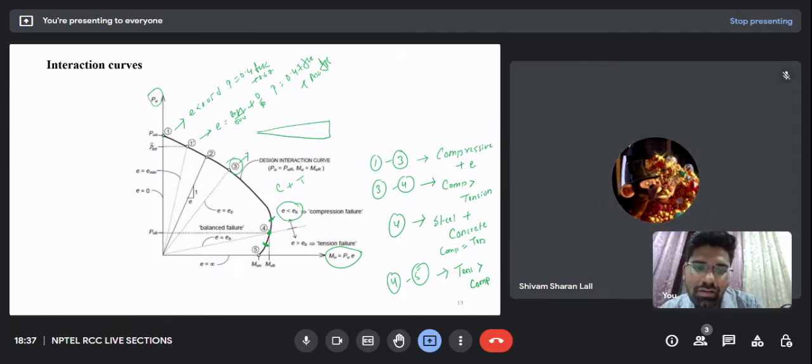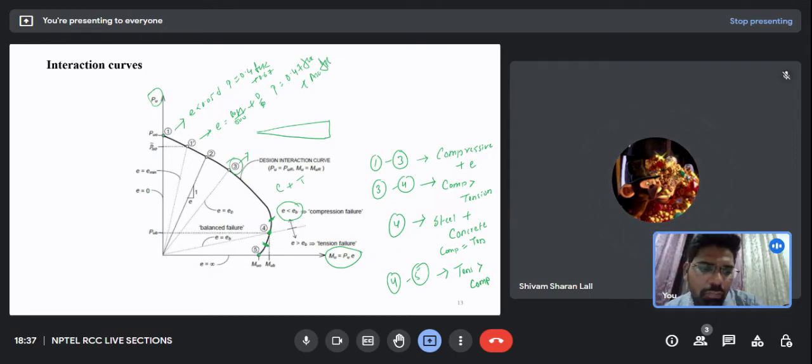See, it is easy now. What happens? Between point 3 to 4, my concrete is yielding first, so the failure in concrete will occur first, so I don't want that. So it is better to design in between 4 and 5.